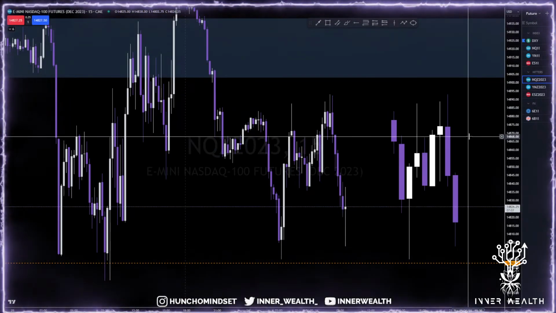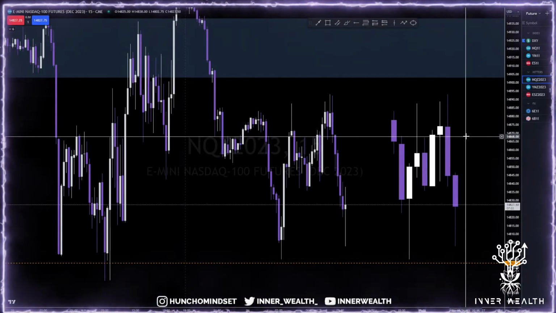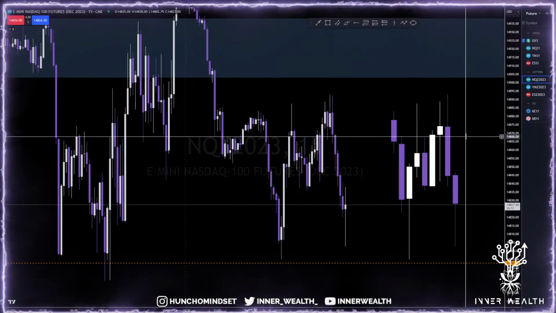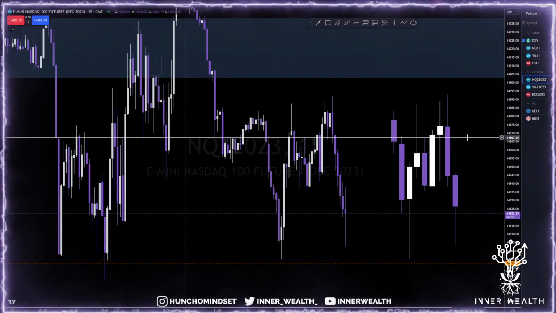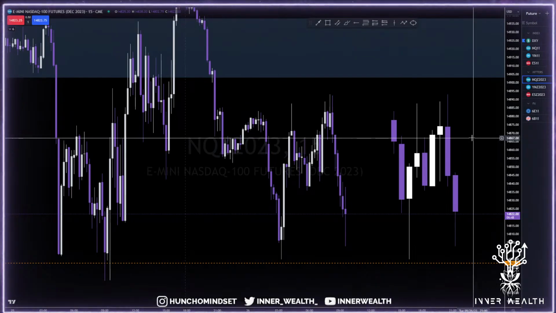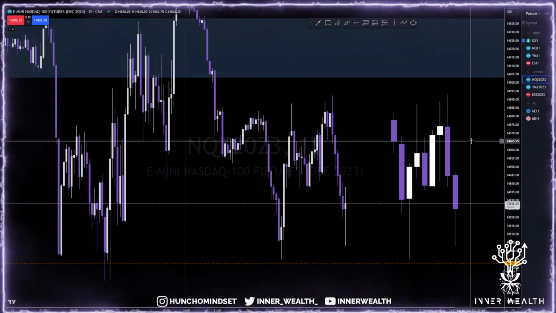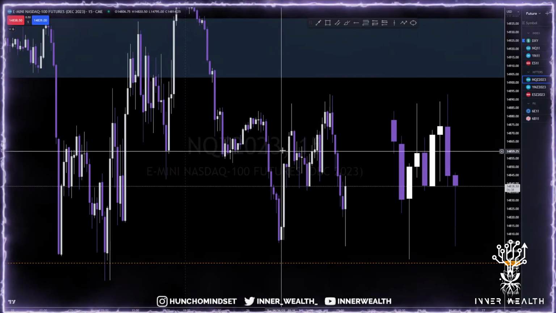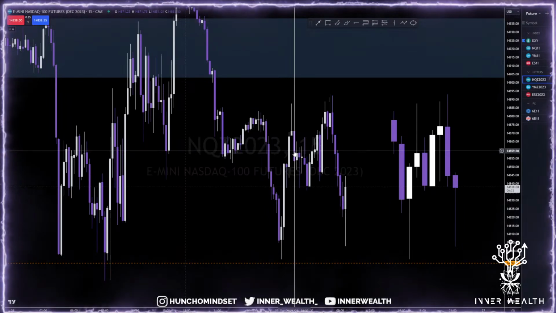Smithers, I learned how to say your name. Smithers said, when you swept highs like that on Nas, do you look for price to come back into demand? I don't know what demand is. Okay, do you look for price to come back into demand like that low? Do you wait for accumulation, or do you set limits from that?